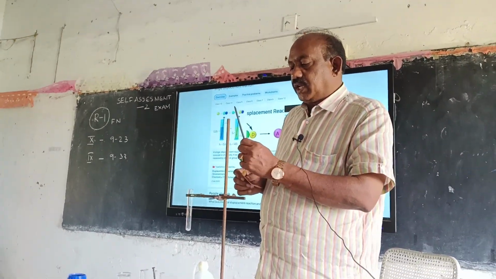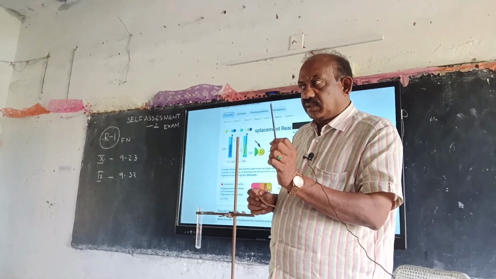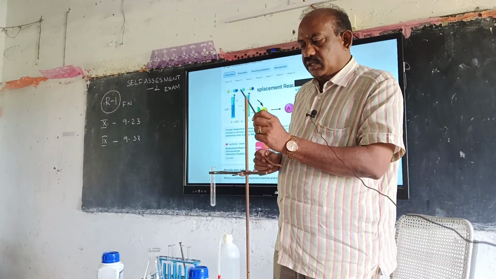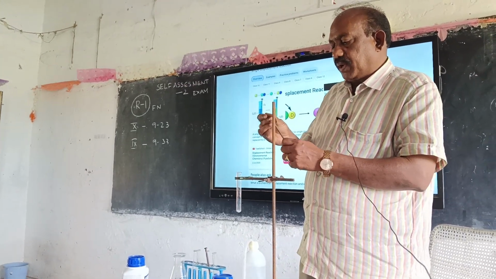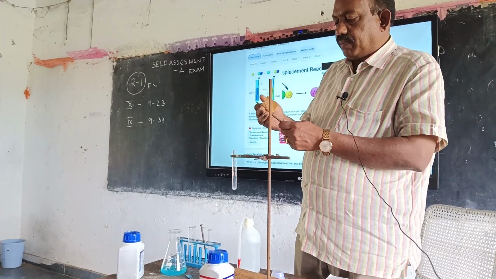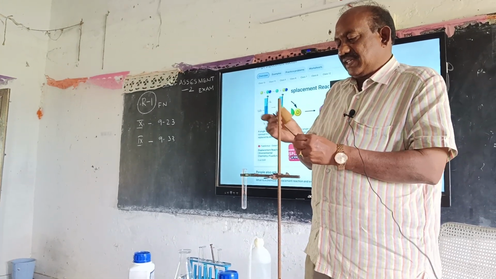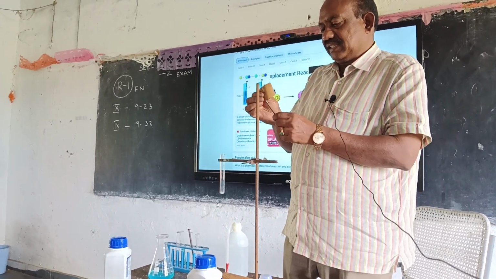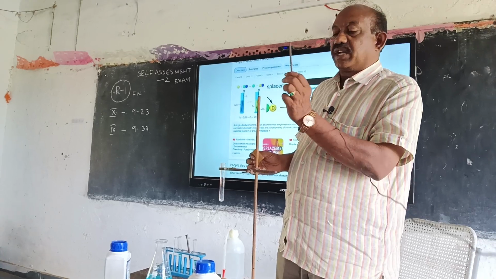Now the nail, how is it? It is having some rust. This is not the actual color of the iron. It has some rust. Now we will rub it with the sandpaper. Why? To increase the rate of reaction.